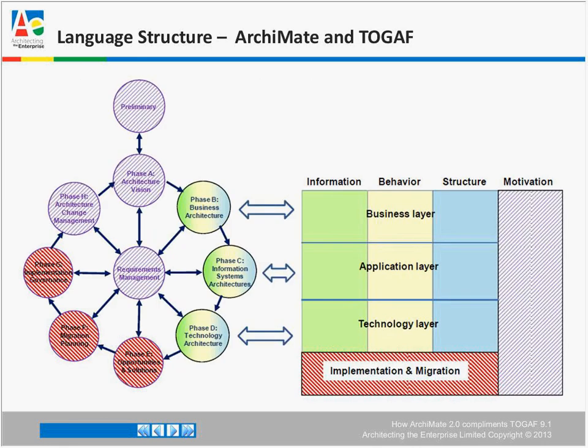Going to TOGAF, we can see that what's referred to as the core structure of ArchiMate maps onto phases B, C, and D of the TOGAF ADM. So phase B, business architecture, maps to the elements of the business layer. Phase C, information systems architecture, maps to the application layer, and so on. And then the remainder, phases E, F, and G, are covered by the implementation and migration extension. The motivation extension covers the other elements of the ADM.